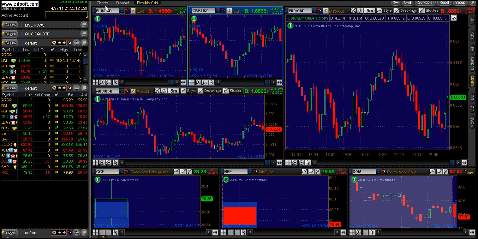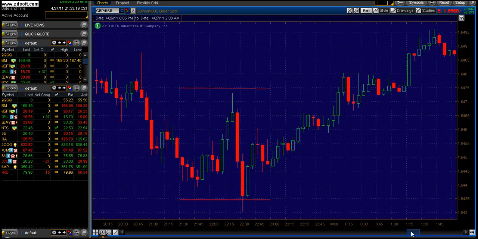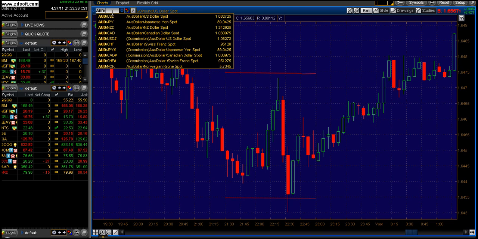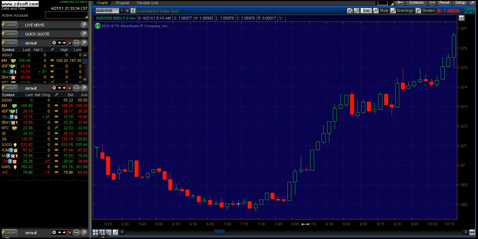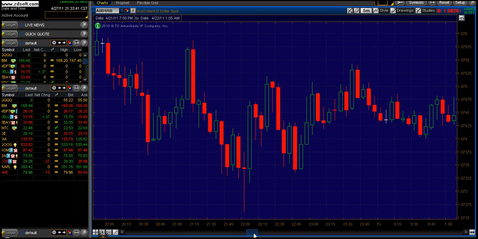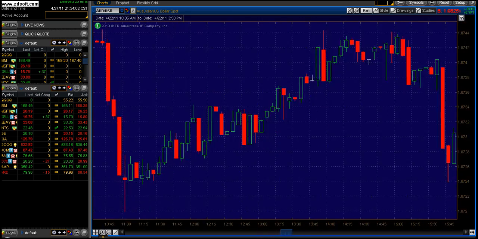So let's have a quick look and let's see what we have. So this is the pound against the US dollar. So let's have a look at the Australian dollar against the US dollar. Let's see what we have here. So let's have a look where we are here. So for this particular day for the Australian, we have a no trade, so we continue following market open.